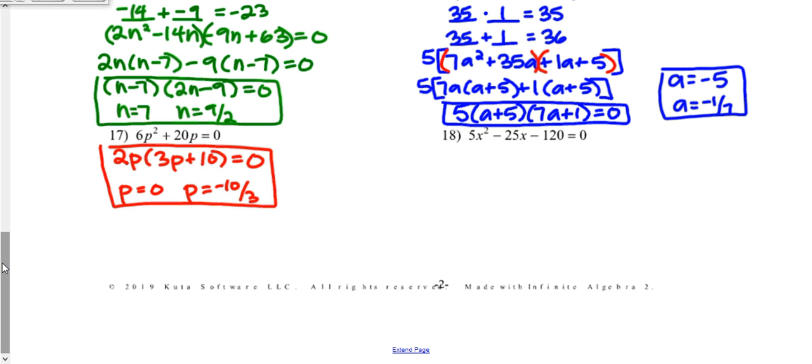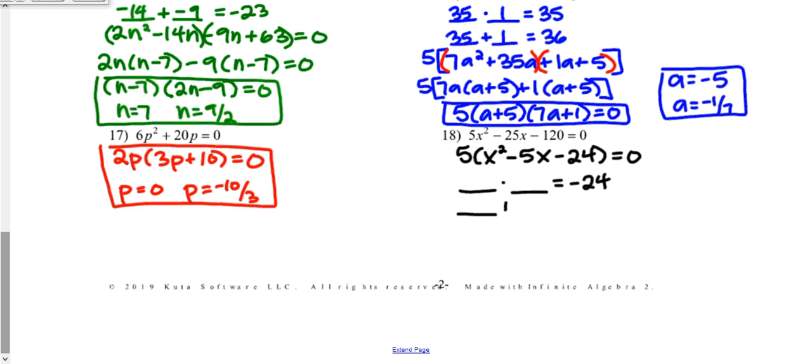Looking at number 18, we're going to start by taking out the common factor of 5. So it leaves us with x squared minus 5x minus 24. And if you look, this is the first one we've come across where a is 1 after we take out the common factor. So I'm going to actually use the shortcut on this one. So numbers that multiply to a times c, which is negative 24, and add to your middle number negative 5, negative 8, and 3 would work for that.